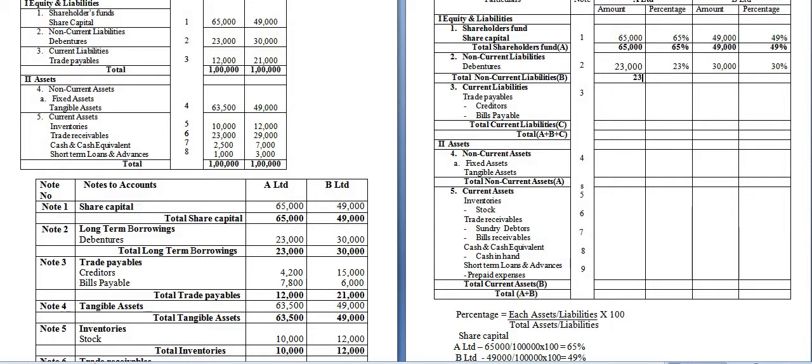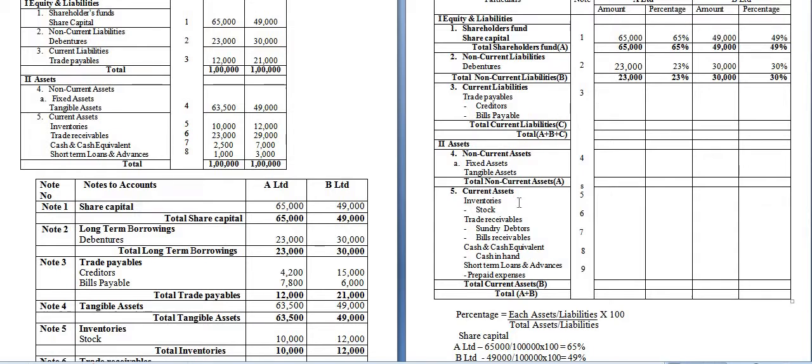So write the same amount, 23,000. Okay. The percentage is also the same, 23 percent. Next is 30,000, and the percentage will also be the same, 30%. Okay. Now next one, current liabilities.